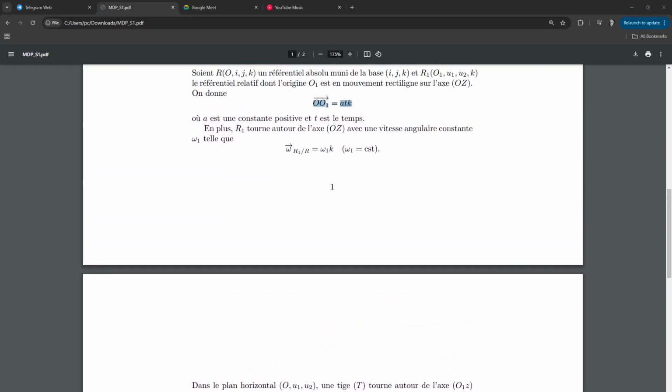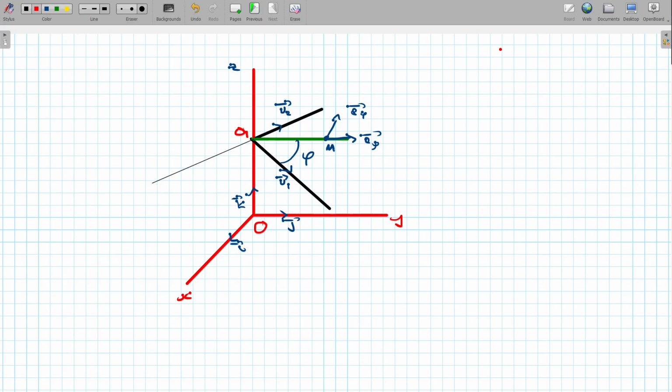Then we continue reading, and then OA est une constante positive et t représente le temps. En plus, R1 tourne autour de l'axe Oz avec une vitesse angulaire constante ω1 tel que. So they are saying that the reference frame that is moving is turning around the z-axis with an angular velocity ω1 that is constant. So that's what they are saying here.